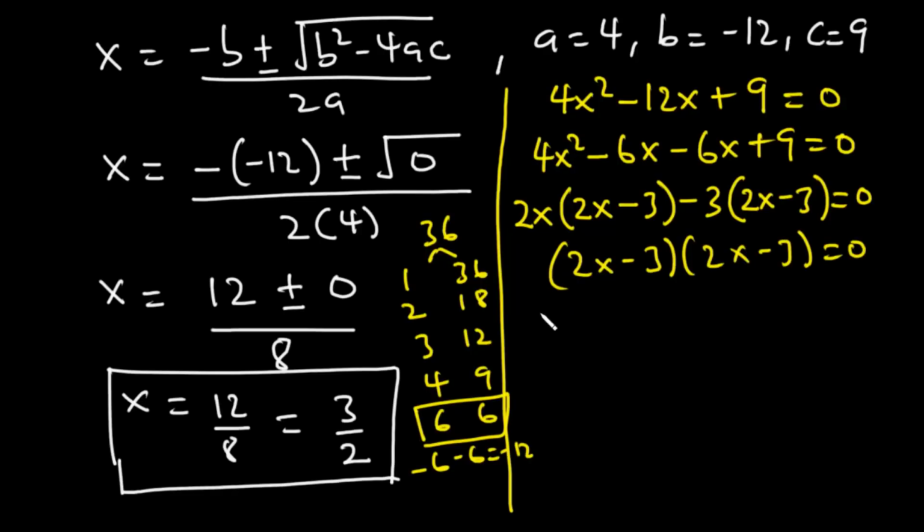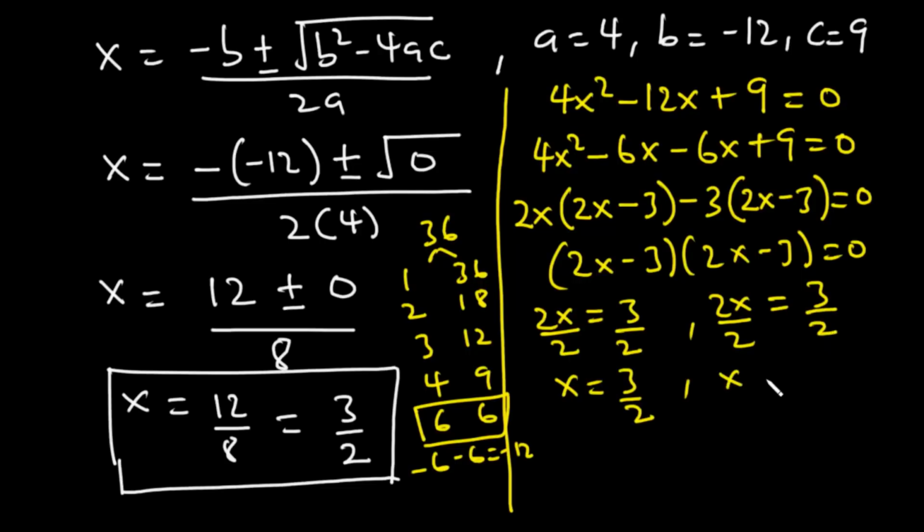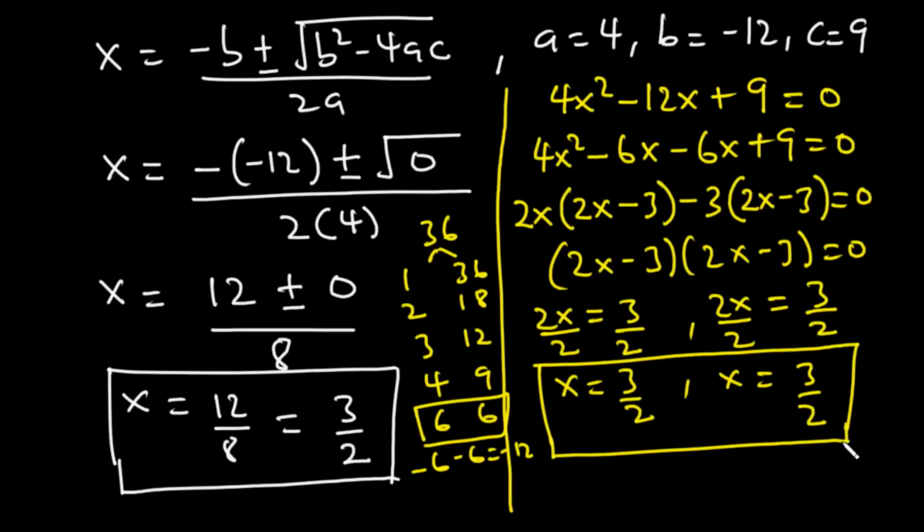So the first one, we are going to have 2x is equal to 3. We divide both sides of the equation by 2, and then x is equal to 3 over 2. So for the second one, we also have 2x is equal to 3, and then we divide both sides of the equation by 2, and then we also have x is equal to 3 over 2. So actually, the equation has two real roots, but they are equal. So when you have the discriminant of a quadratic equation equal to 0, it is correct to say that the equation will have two real and equal roots, or the equation will have only one real root.